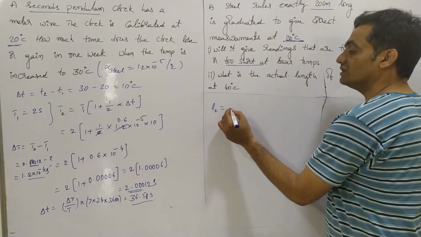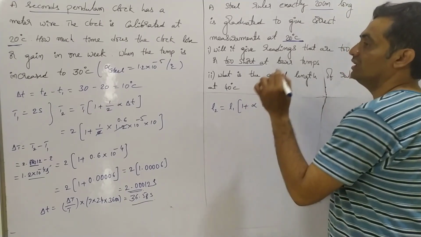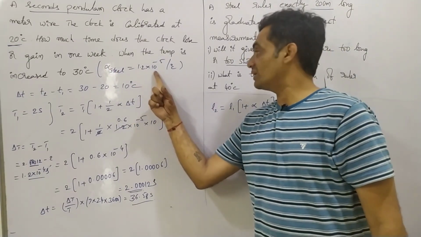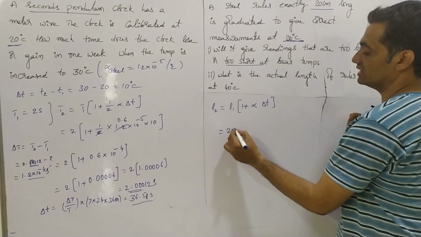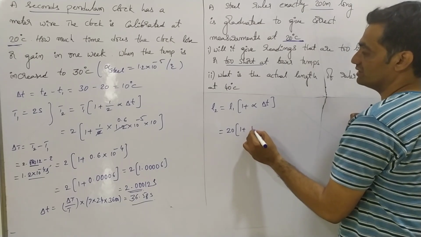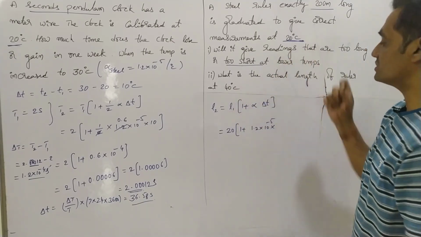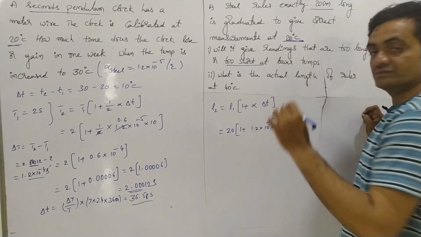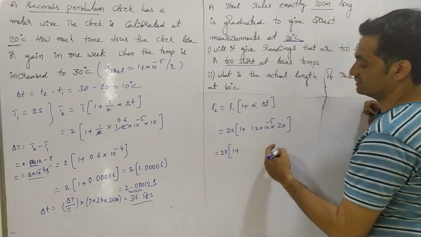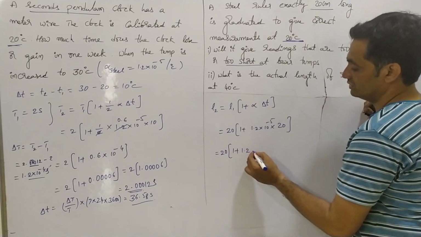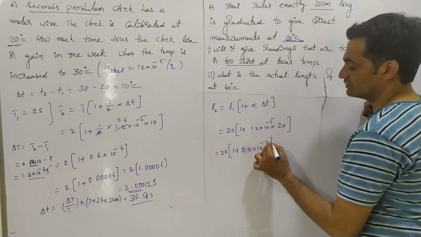So now we have to find L2, where L2 is equal to L1 into 1 plus alpha into delta T. Already we had seen the linear expansion of steel is 1.2 into 10 to the power of minus 5. So when we substitute this, the initial length is 20 centimeters. So 20 into 1 plus alpha, 1.2 into 10 to the power of minus 5, into the increase in temperature, 40 minus 20, which is 20. So when we substitute this, 20 into 1 plus 1.2 into 2 is nothing but 2.4 into 10 to the power of minus 4.